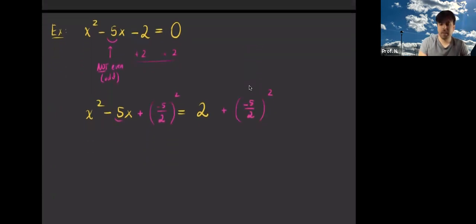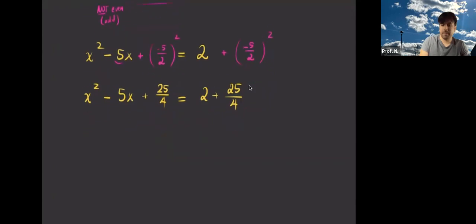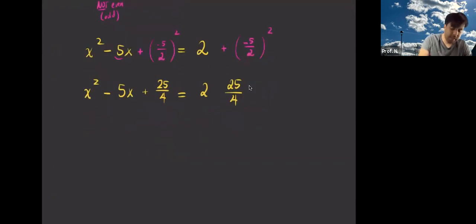Now, square it. What do you get? I get x squared minus 5x plus positive 25 over 4. That equals 2 plus positive 25 over 4. And now this whole idea of fractions, right, just comes back.